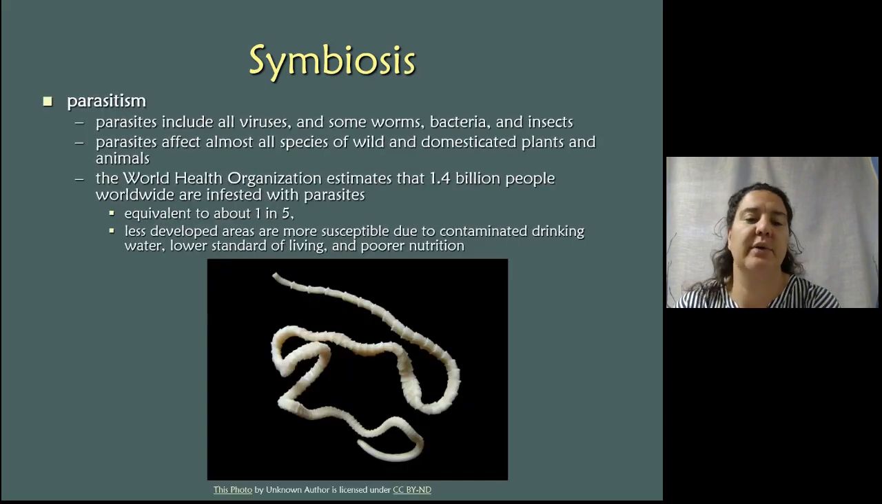So parasites include all viruses, some worms, bacteria, and insects like mosquitoes. Parasites affect almost all species, both wild and domesticated plants and animals. And the World Health Organization estimates that 1.4 billion people worldwide are infected with parasites, which is the equivalent of about 1 in 5. Now, people in less developed areas are more susceptible due to contaminated drinking water, lower standards of living, and poor nutrition.